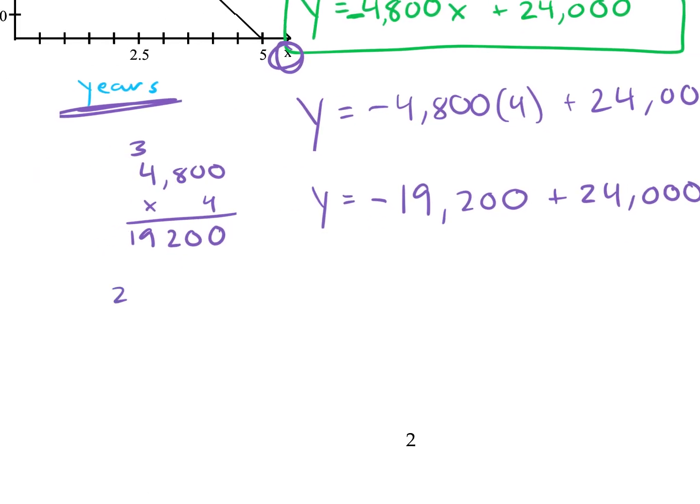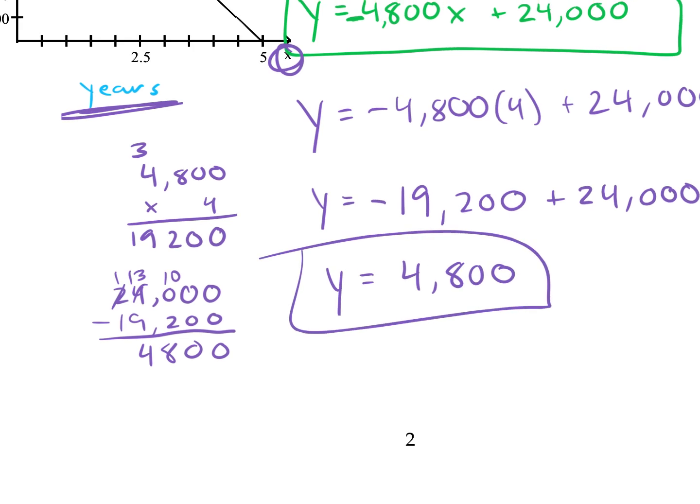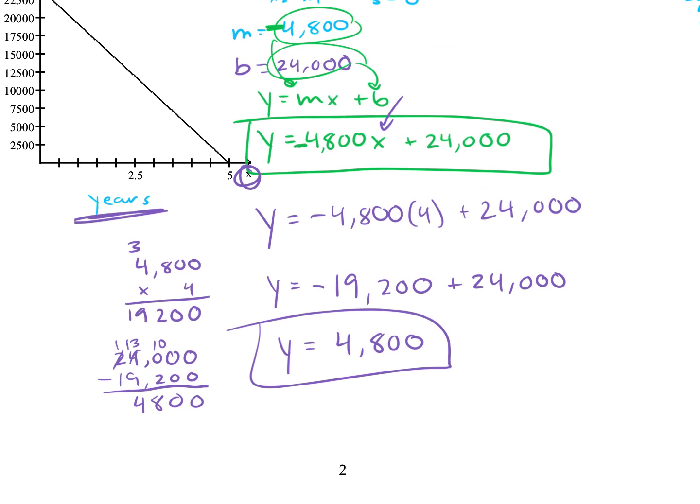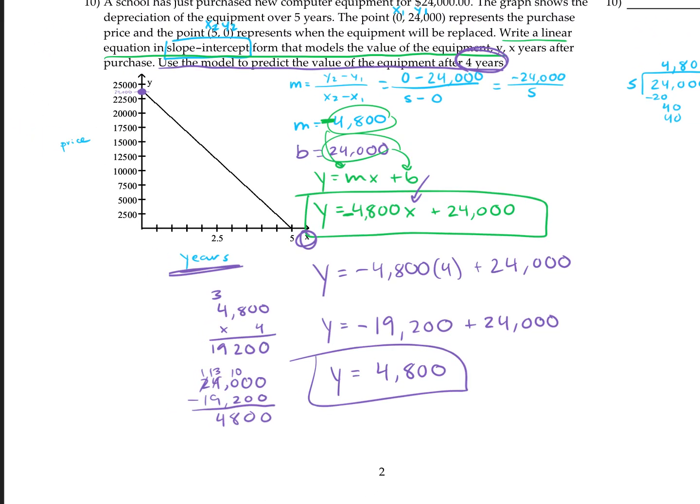So last step, we have 24,000 minus 19,200. We just subtract. We get y equals 4,800. No, it ends up being positive. 4,800 what? What does our y talk about? Dollars. That's going to be the price after 4 years.